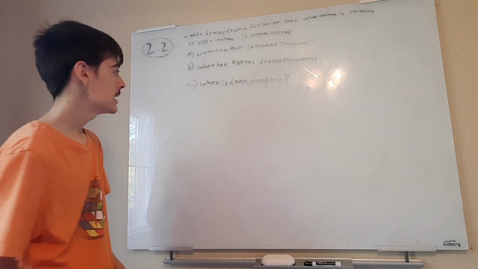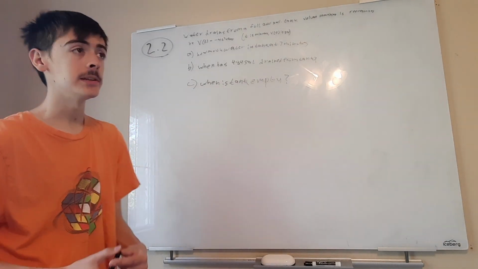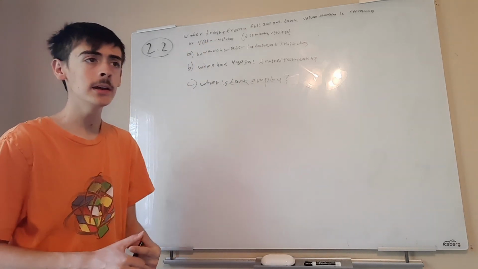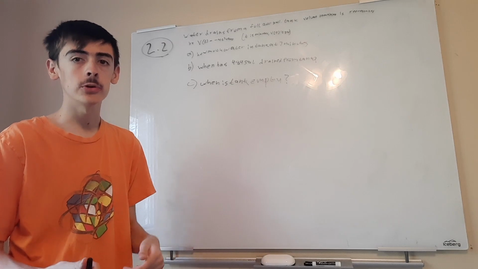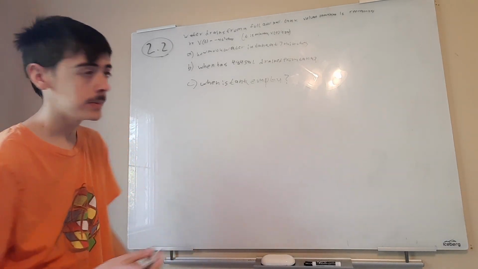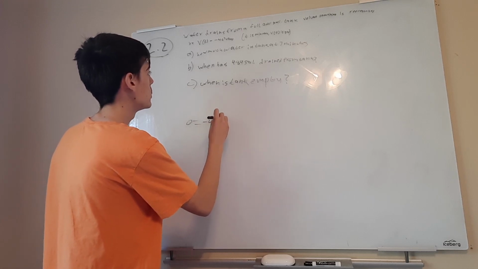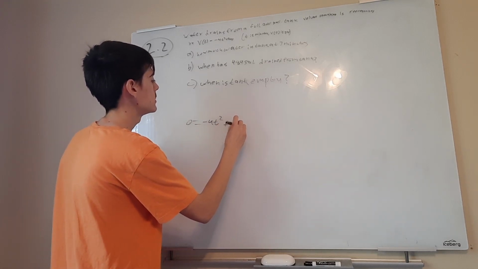Okay, so part C is asking us, when is the tank empty? The function we were given is saying how much water is remaining, and we want to know when it's empty, so that basically means when 0 gallons are remaining. So let's set that equation equal to 0. 0 equals negative 4t squared plus 900.